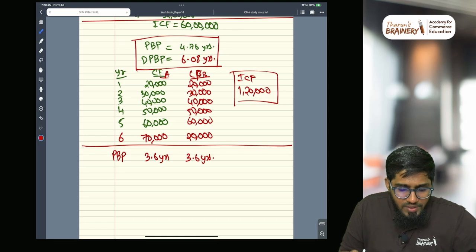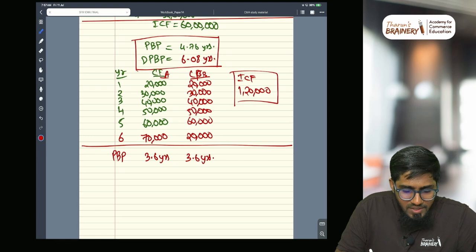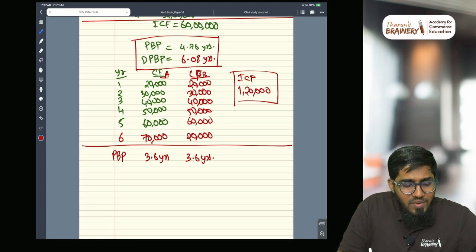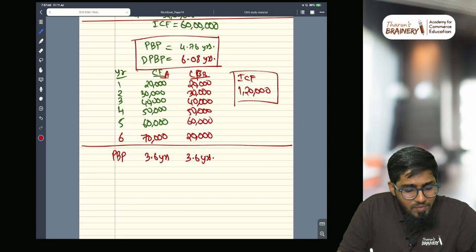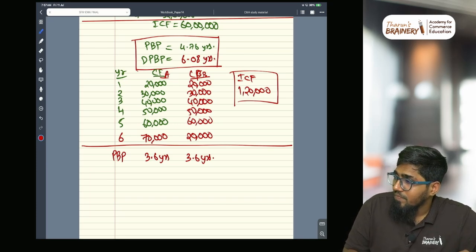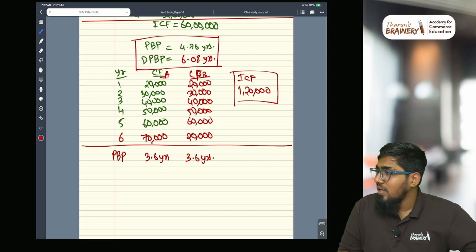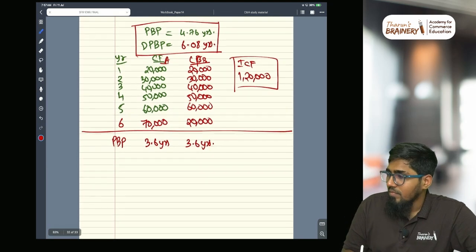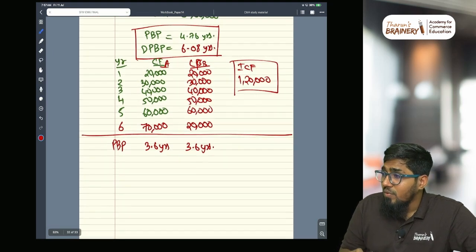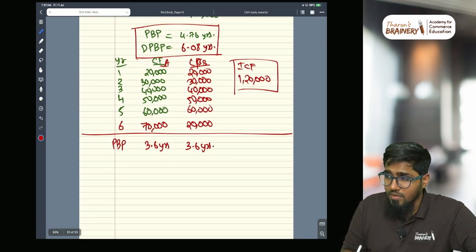If you're not understanding, 20 plus 30 is 50, plus 40 is 90. So 90 plus 50 is 1,40,000. So at 90, I want 30,000 more. So 30,000 divided by 50,000 is equal to 0.6. So my payback period is 3.6 years. It is not 4.34. I'm not talking about discounted payback period, I'm talking about payback period.